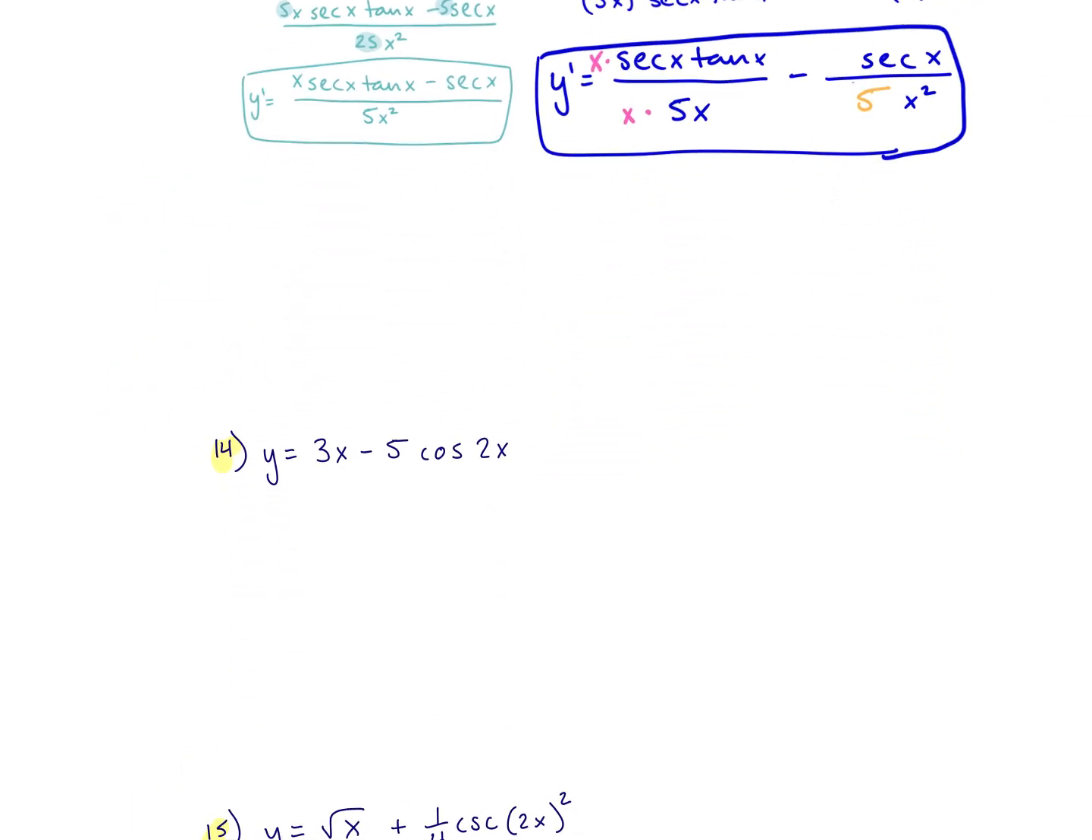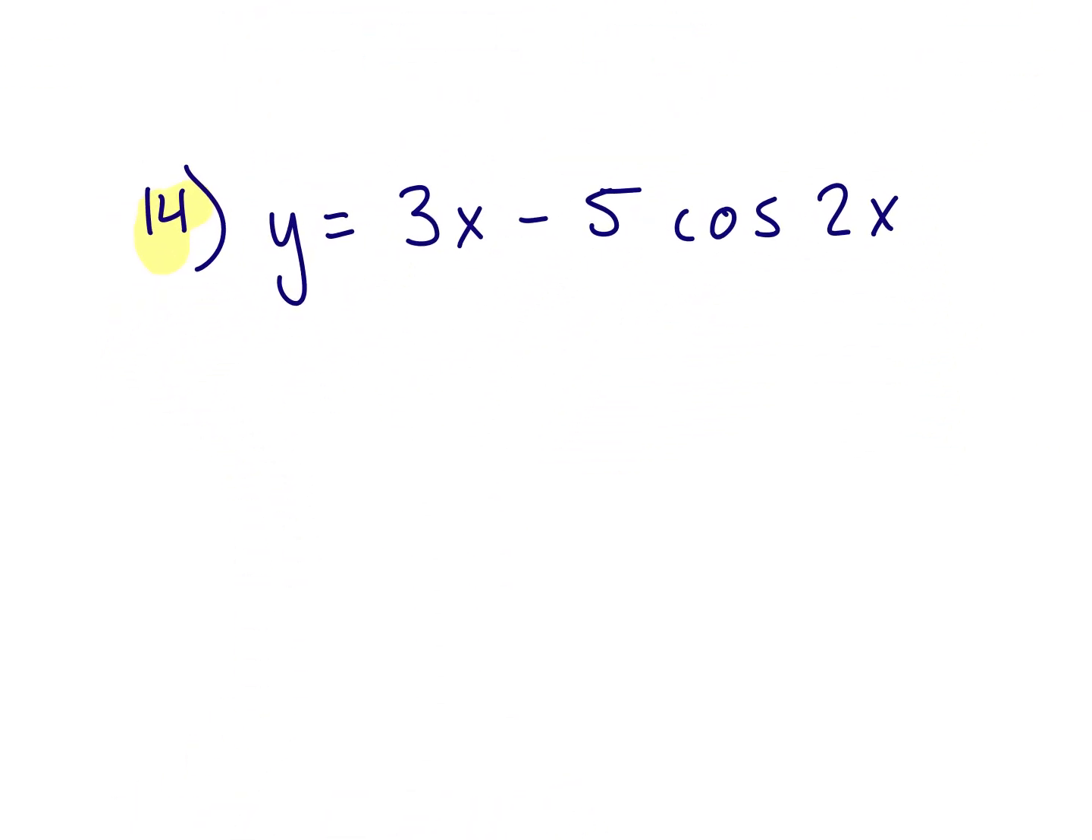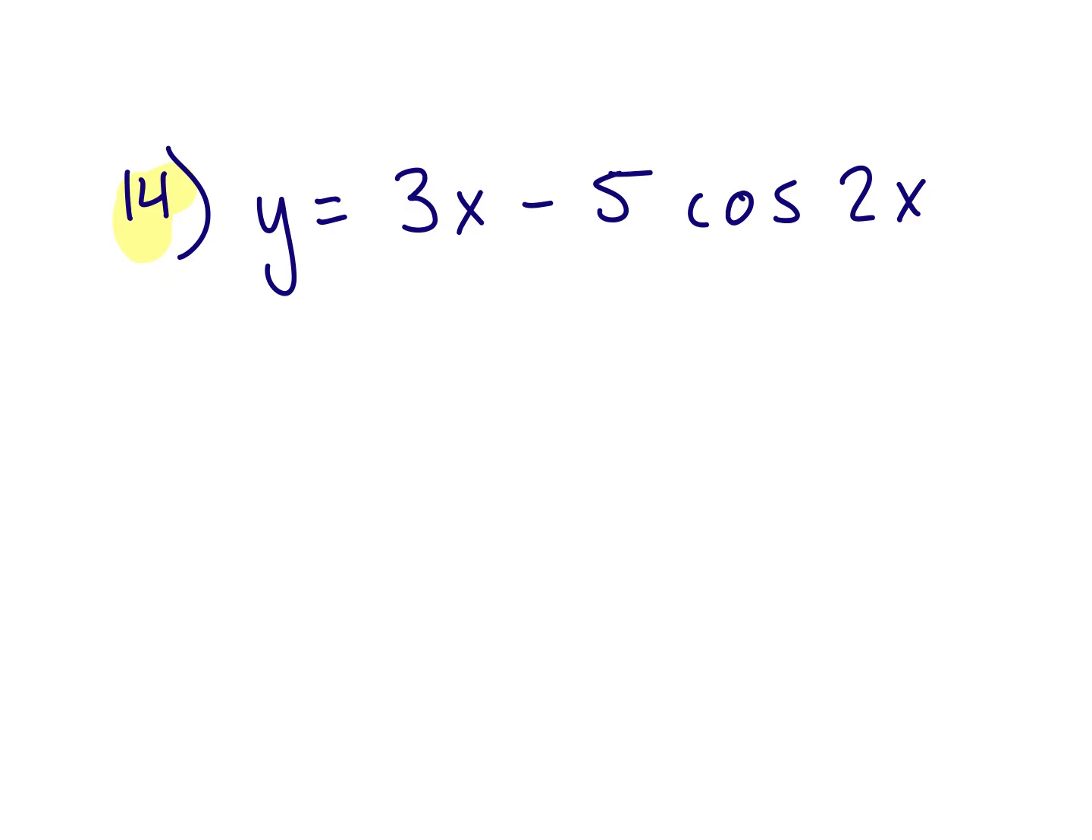All right, let's do 14. Would I use product rule here? What do we think? Are we multiplying these two things together, the two x's? Are we multiplying? No, we're subtracting. So we don't use product rule here. We're just going to take the derivative of each one separately. What's the derivative of 3x? 3. And then we have -5 times cosine of 2x.